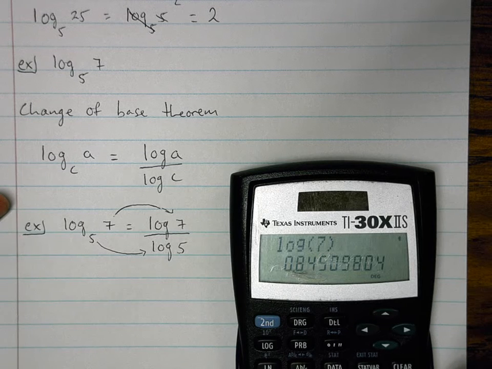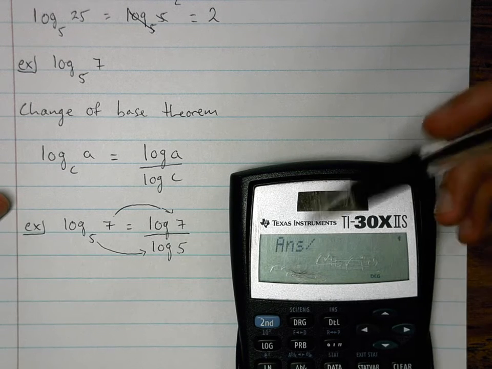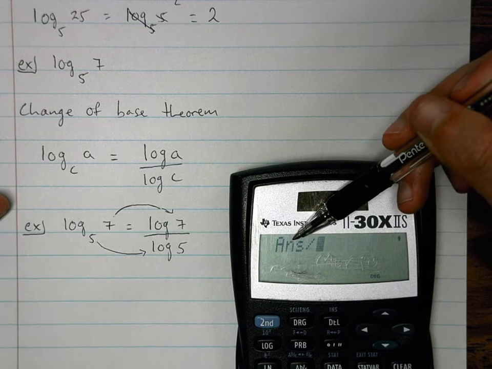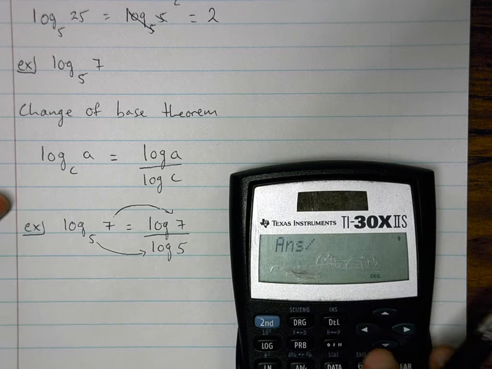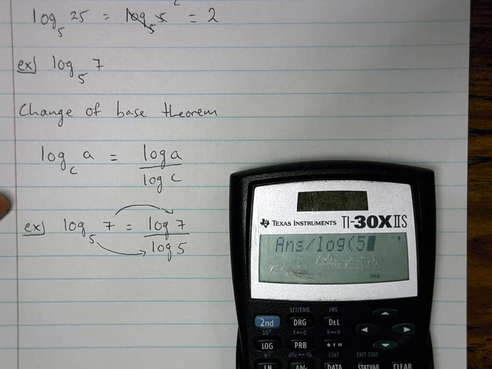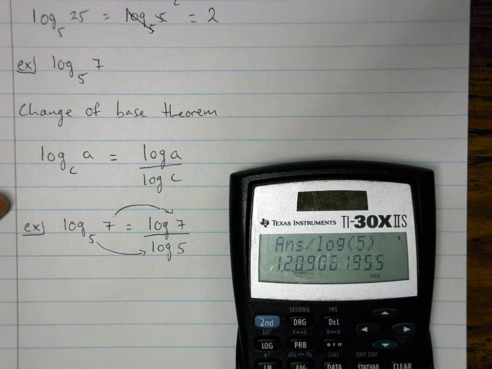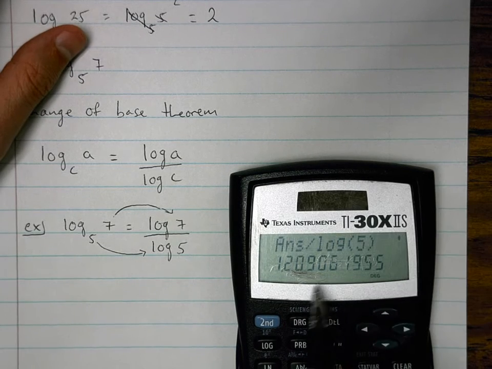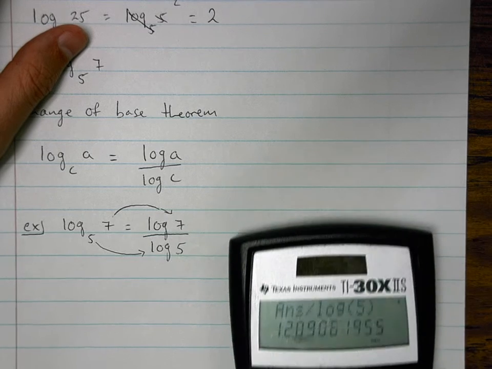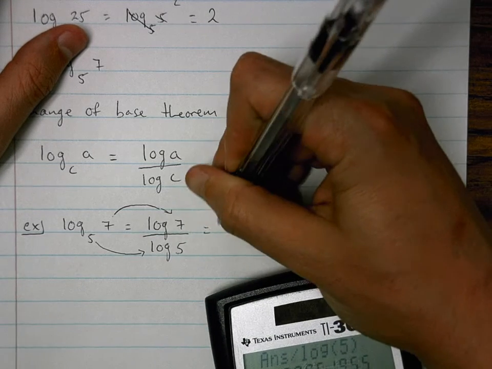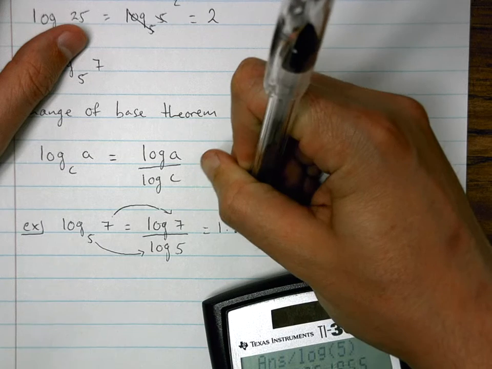So divide, see how it says answer? We're taking our answer from the previous problem and dividing it by log 5. So log 5, and we get 1.209. Okay. For these problems, we're going to round to 3 decimal places, to the nearest thousandth. So this is 1.209.